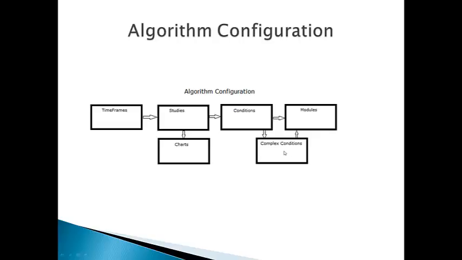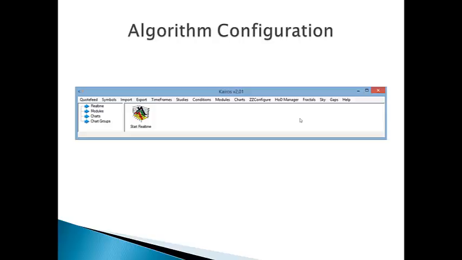and both the conditions and the complex conditions are used to configure modules, which consist of one or more combinations of conditions and complex conditions. You can configure as many modules as you need in Kairos. This flowchart corresponds to the menu items on the main toolbar: Studies, Conditions, Simple or Multiple, Complex, and Modules.